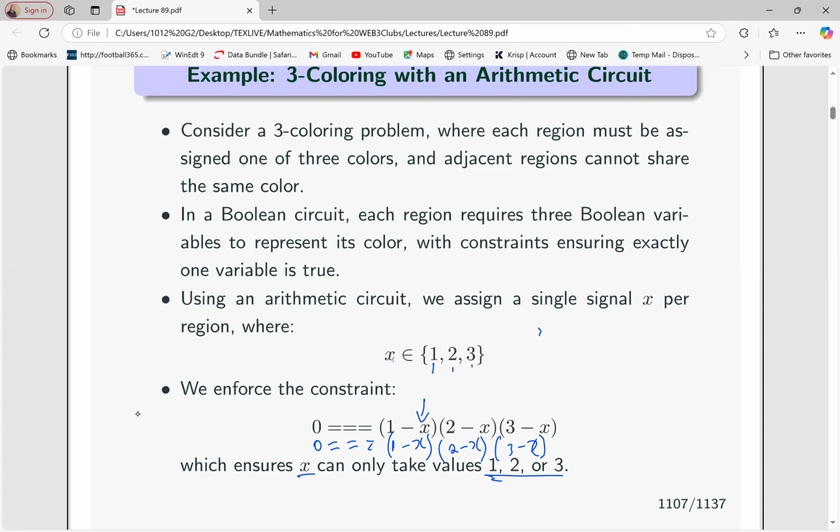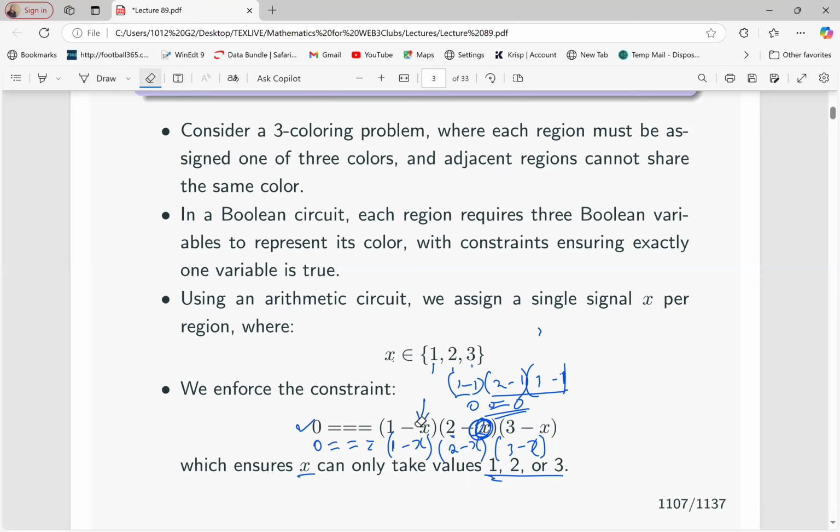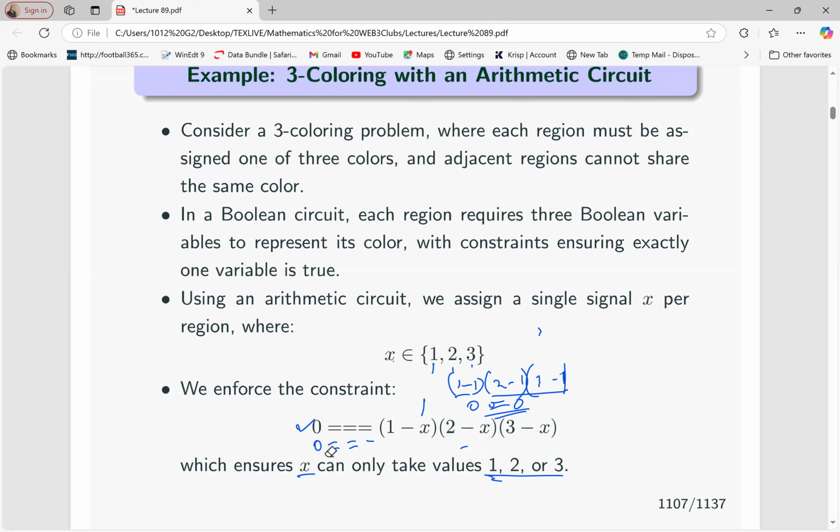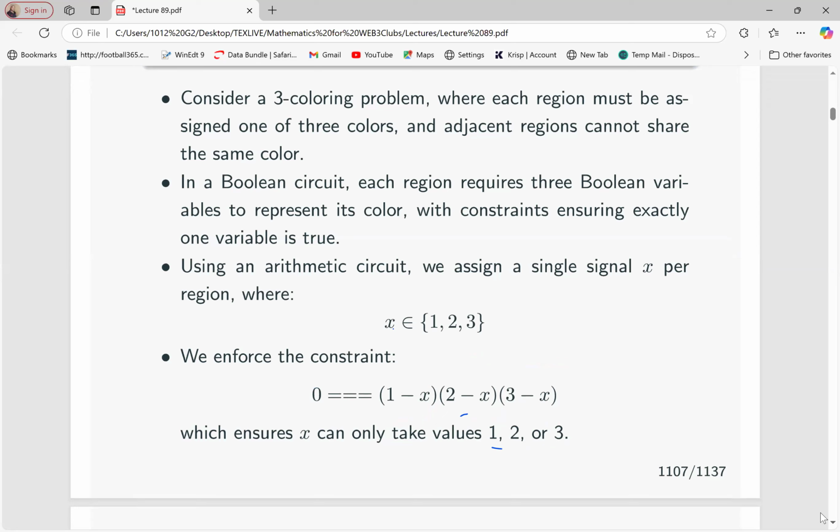So you can see, for instance, if x is 1, then we would be having 1 minus 1, then 2 minus 1, then 3 minus 1. The first bracket is 0, so whatever is here multiplied by 0 will just be 0. So if x is 1, this equation will be satisfied. If x is 2, from the second bracket we have 2 minus 2, which will again be 0. If x is 3, from the third bracket we would have 3 minus 3, which again gives us 0. So this equation can only be satisfied if the x value is 1, 2, or 3. This is the equation we will be using to assign those colors.